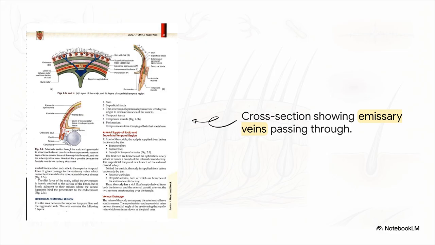Going a bit deeper into this cross-section now, look at layer 4. That's the loose areolar tissue sitting just above the pericranium. What's super important here is that this loose layer gives passage to the emissary veins. Think of these veins as literal bridges. They connect the extracranial veins on the outside of the head directly to the intracranial venous sinuses inside the skull. So lock that structural detail into your brain right now.